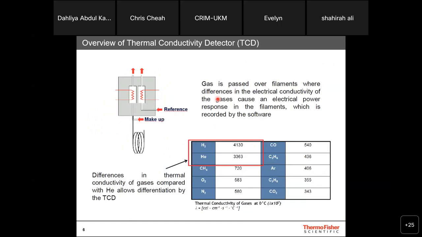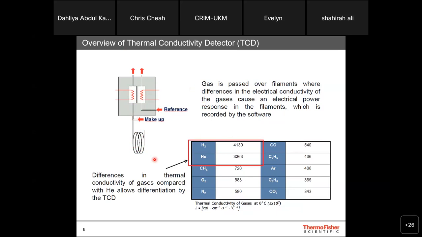So I mentioned the detector. This is an overview of a thermal conductivity detector. Very simple, it will use helium gas, and those gases will pass over a filament. You see the table over here? We have a reference and we have a makeup channel. The makeup channel is connected to your column, so your compound will go through this column and elute. The reference does a comparison between the compound eluted and the reference, and they determine the response in terms of the filament. And this is recorded by software.